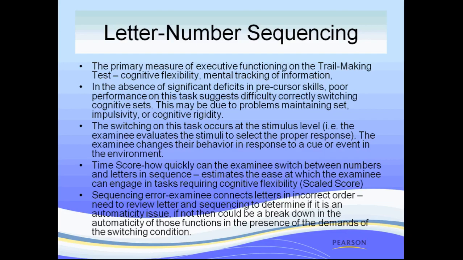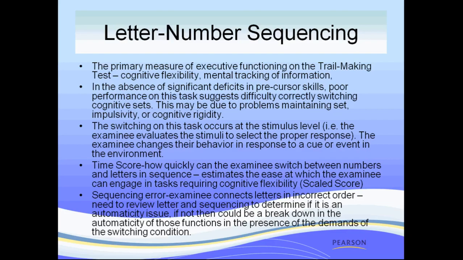And it's stimulus-bound. It occurs at the stimulus level, and there are different kinds of switching. There's ideational switching, where you have to mentally go back and forth between ideas or concepts, and then there's stimulus-based switching, which is, okay, once I see this stimulus, I need to know that I need to go to the next type of stimulus or a different kind of stimulus. I can't keep doing the same thing over and over again. So there are some attentional factors there in terms of attending to the stimuli, as well as some cognitive flexibility going on.